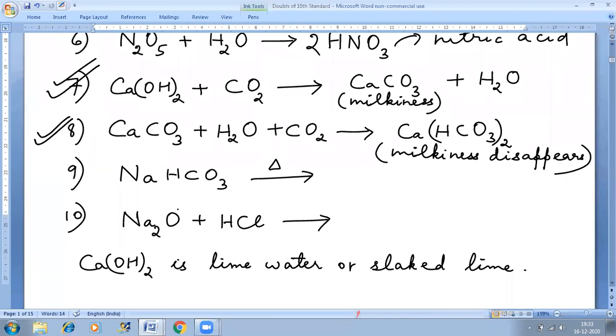Ninth one, this is sodium bicarbonate, also called baking soda, NaHCO3. If I heat it, I get Na2CO3 plus H2O plus CO2. These are the three products obtained if I heat NaHCO3. In order to balance it, I will put a 2 here, and now this equation is balanced.